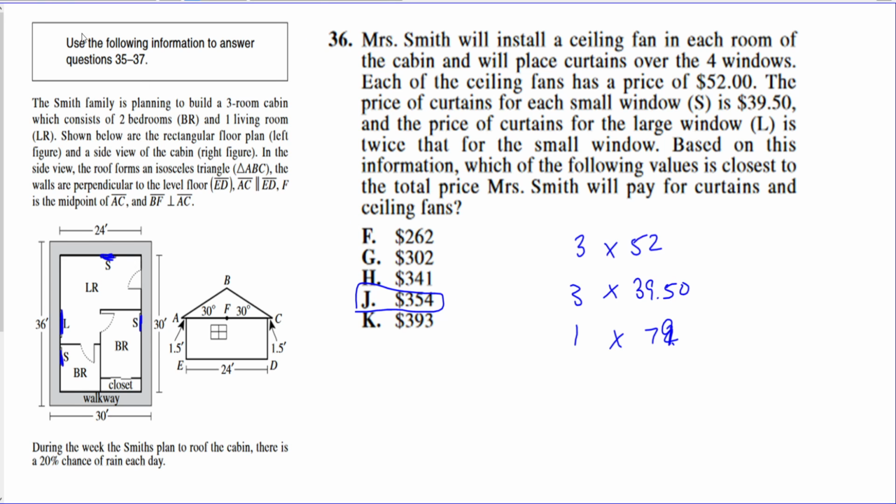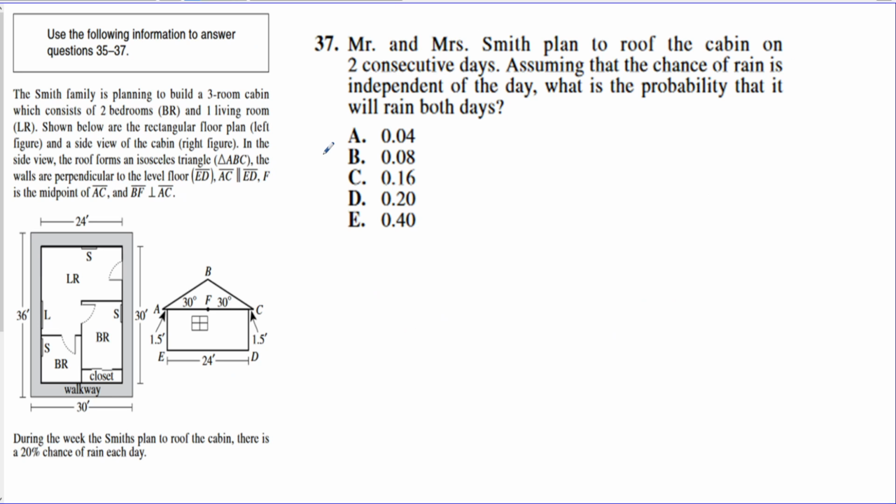Okay. Last problem. Mr. and Mrs. Smith plan to roof the cabin on 2 consecutive days. Assuming the probability is independent of the day, what is the probability that it will rain both days? Okay, so this is a probability problem. They do tell us that the probability of rain each day is 20%.